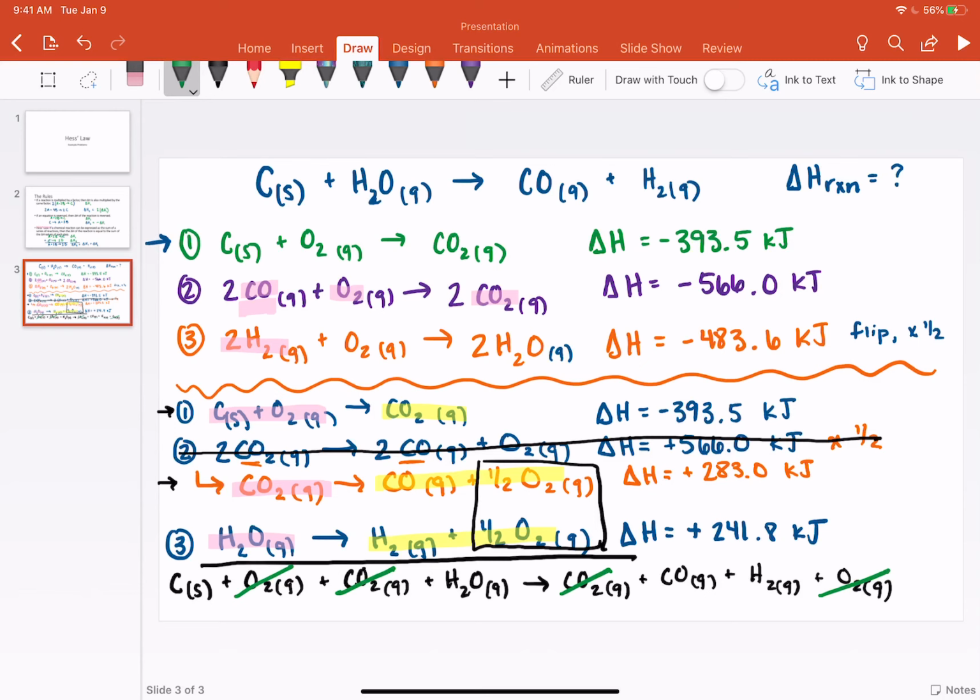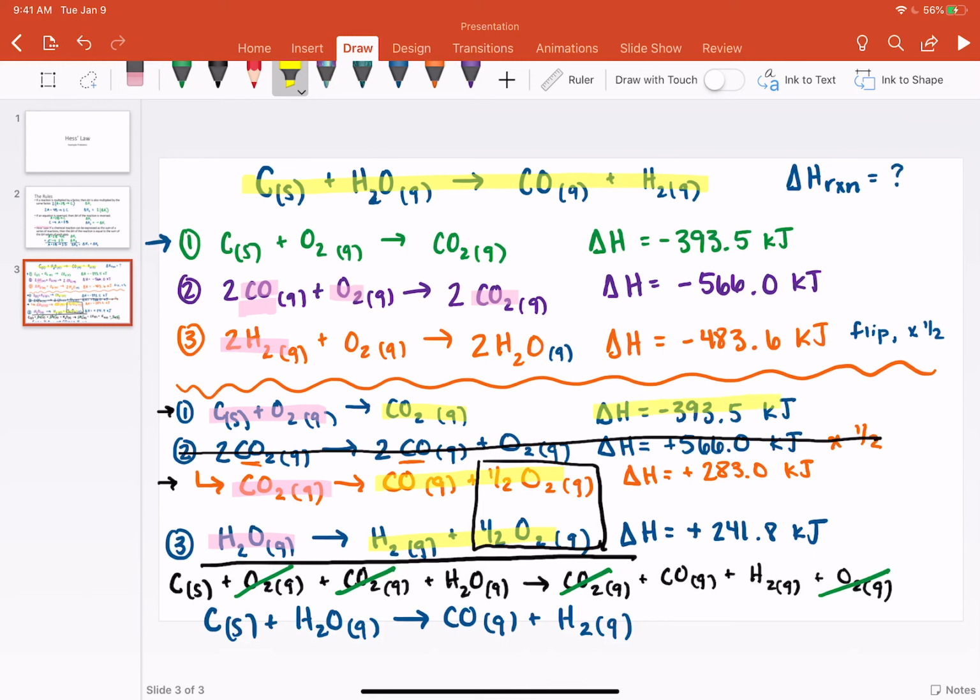And then we can see what we are left with, and we are left with C plus H2O yields CO plus H2. That is the same as the reaction we started with up at the top. So we know that we manipulated these reactions correctly, because when we added them together, we got what we were trying to get. So now what we can do is we can add those delta H values together.